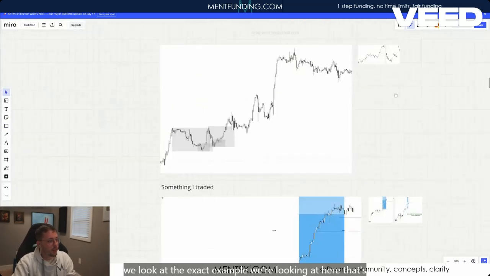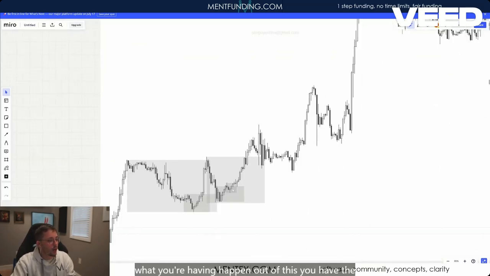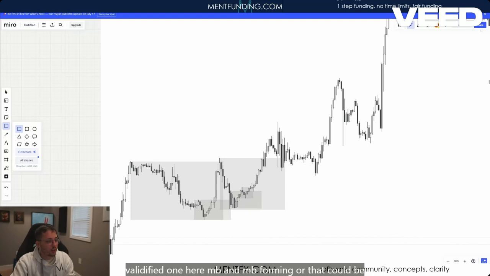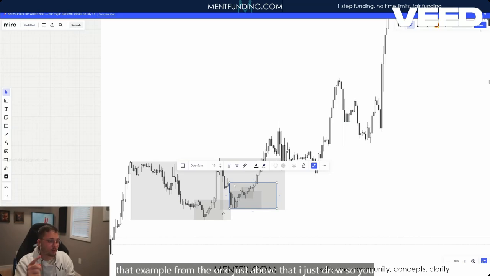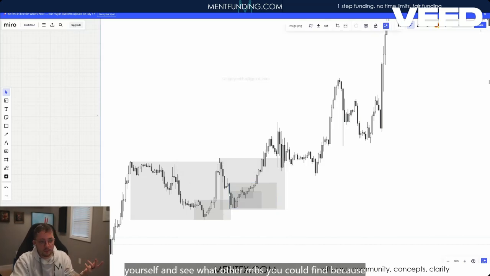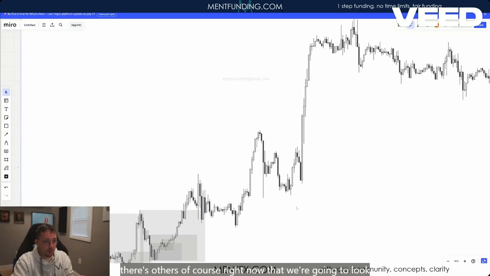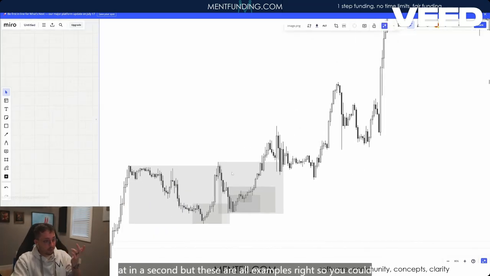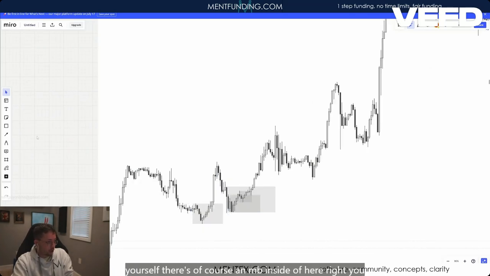So if we look at the exact example we're looking at here, that's what's happening out of this. You have the validified MB here, and an MB forming, or that could be happening inside of this unvalidified one. So that's that example from the one just above that I just drew. You can go back, pause it, look at it, see it over and over again. You can even pause this and take a look yourself and see what other MBs you could find, because there's others, of course, that we're going to look at in a second. But these are all examples, so you could just use these if you want, just to make it clearer on yourself.